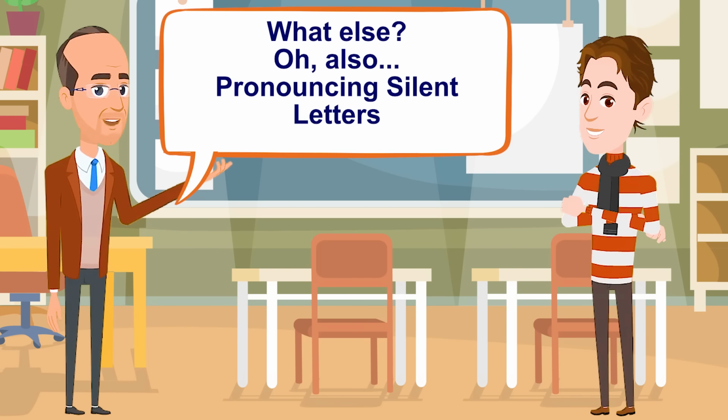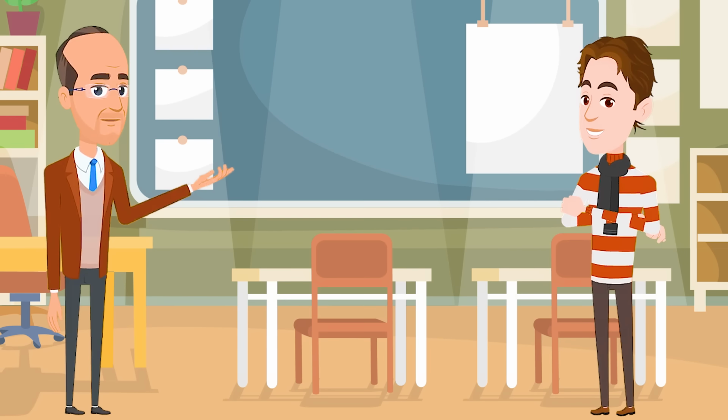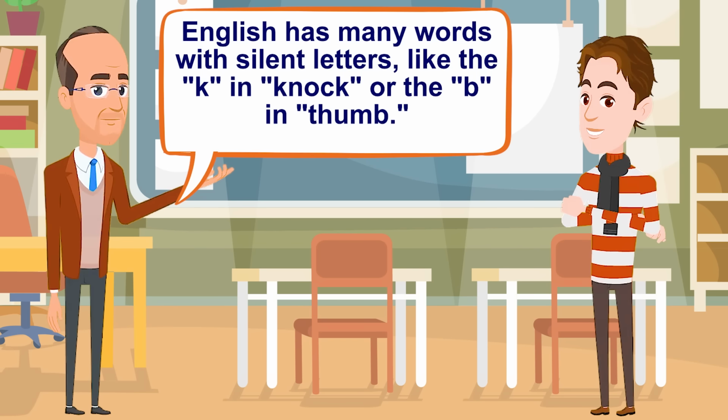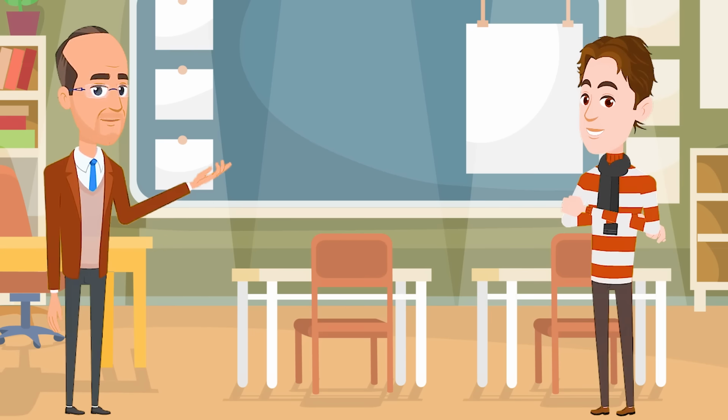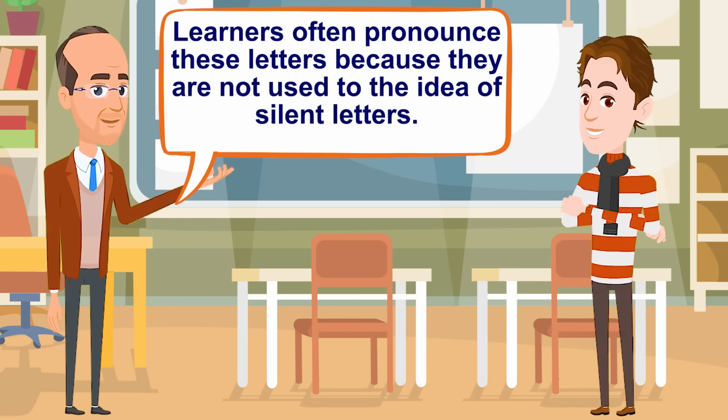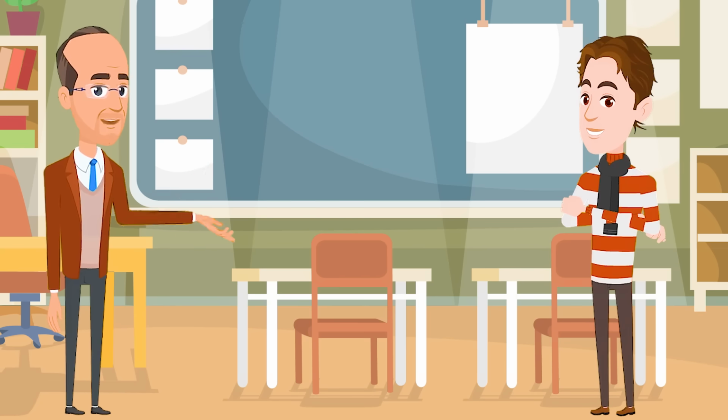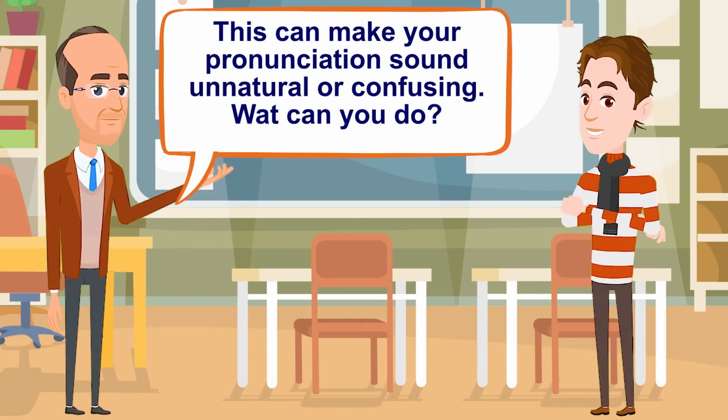What else? Oh, also pronouncing silent letters. English has many words with silent letters, like the K in knock or the B in thumb. Learners often pronounce these letters because they are not used to the idea of silent letters. This can make your pronunciation sound unnatural or confusing.